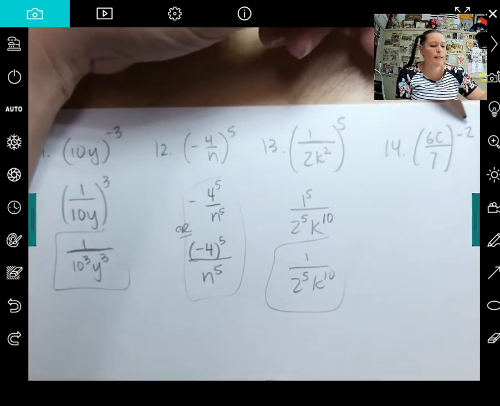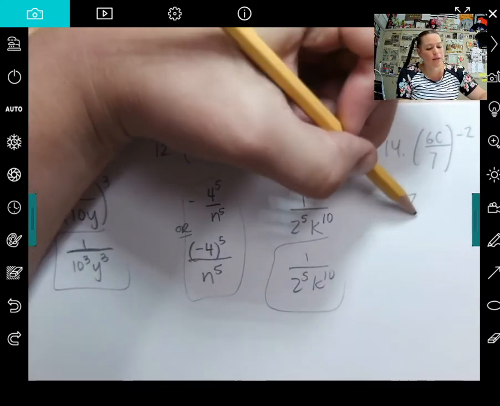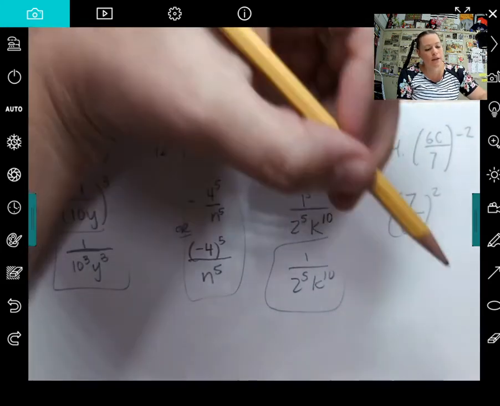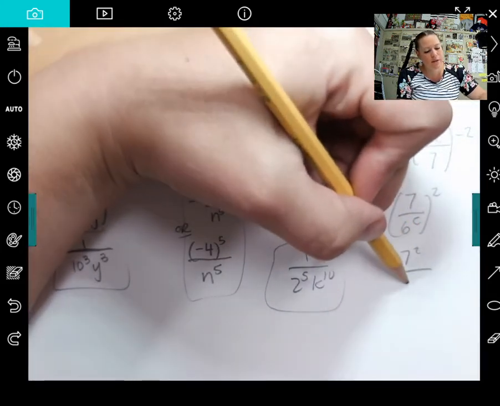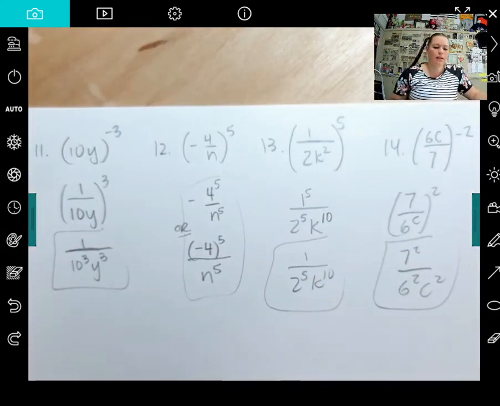For 14, now we have a negative exponent, so we need to start by taking the reciprocal. So 7 over 6c, and now that whole thing is squared. So we end up with 7 squared over 6 squared c squared. And that's what I would say the answer is.